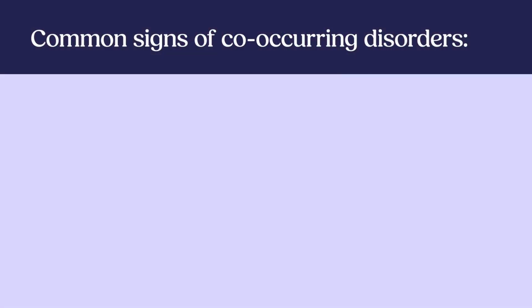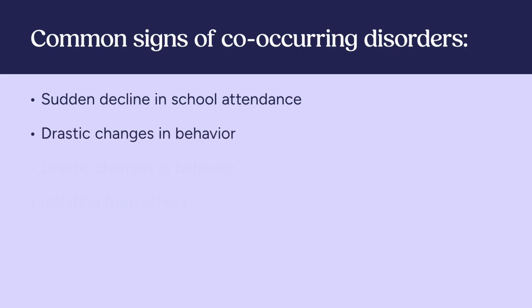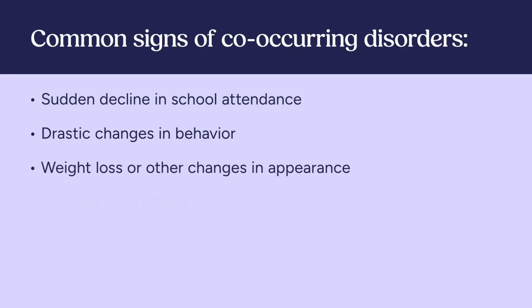Signs that may indicate co-occurring disorders include a sudden decline in school attendance or missing class altogether, drastic changes in behavior such as extreme sadness or increased anger, weight loss or other changes in appearance, and isolating from others.